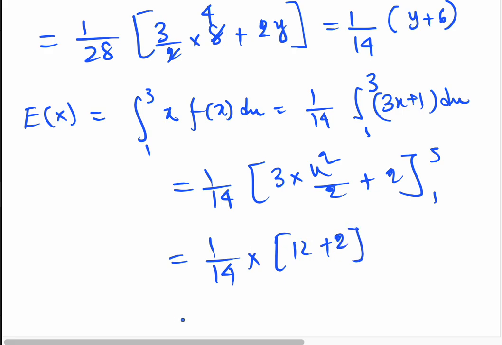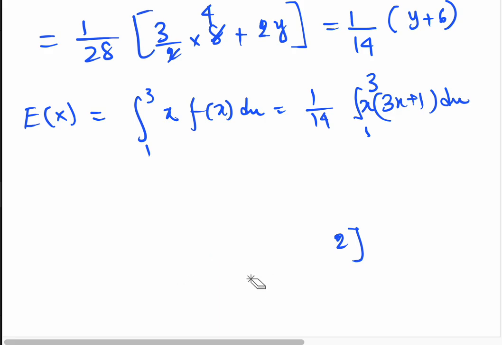I think I got it wrong somewhere. Aha, so I didn't multiply it with x. Yeah, so that's why it's becoming 1, it's not. So that is 1 by 14.